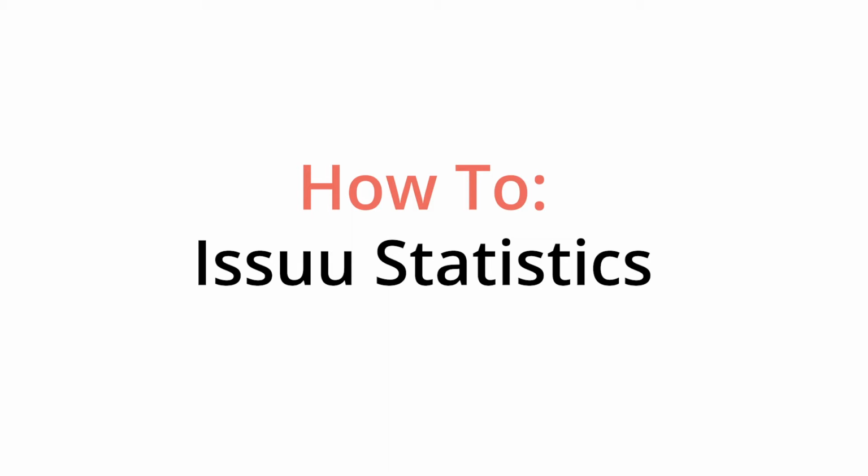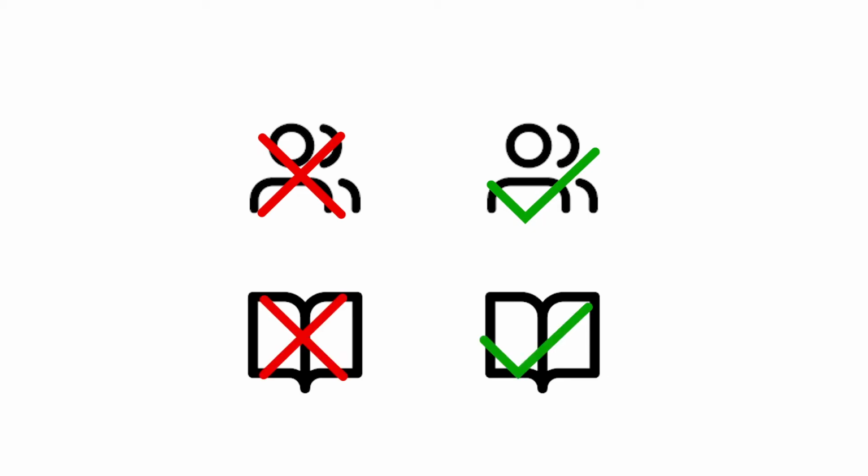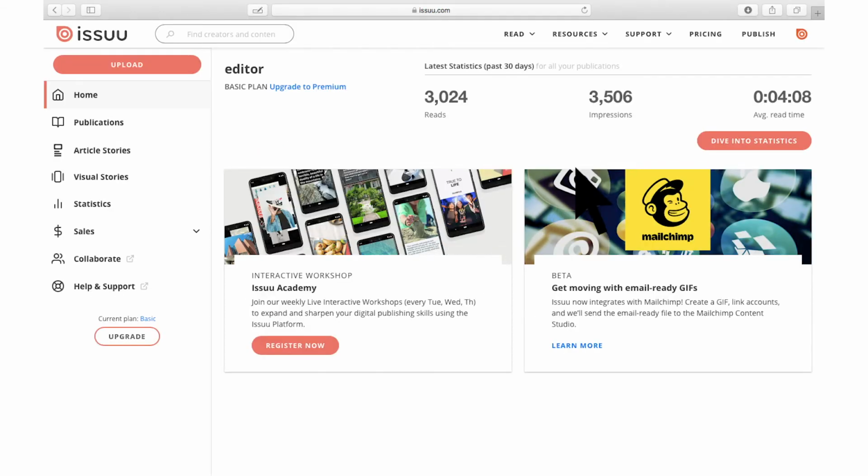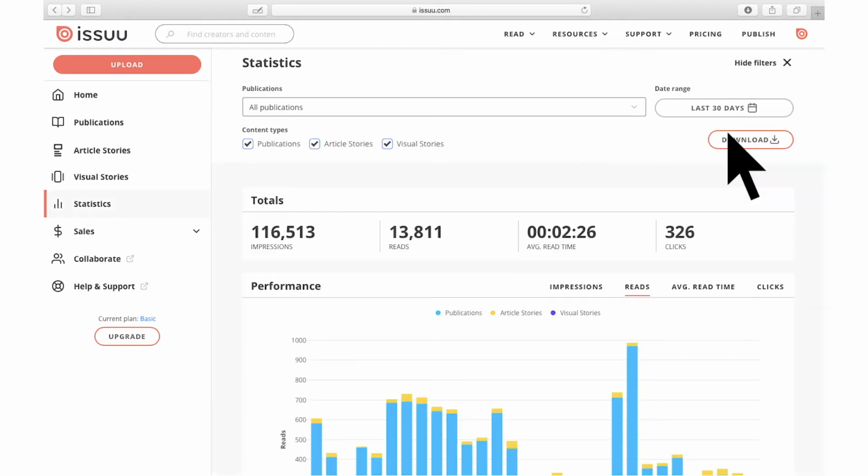Issue Statistics allows you to gain a closer look inside your content and pinpoint who is engaging with your brand and what content they are engaging with. To begin, click either the Statistics button on the left side menu or click Dive into Statistics.